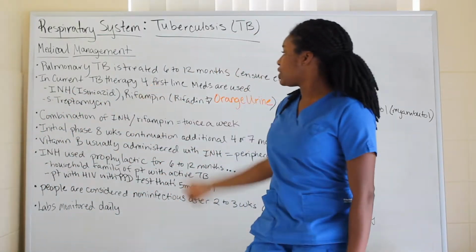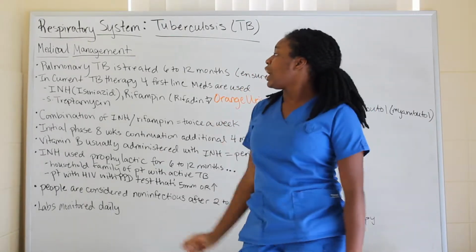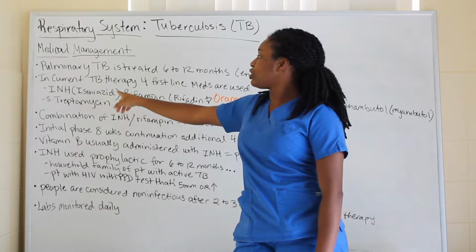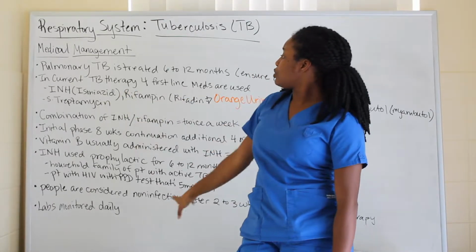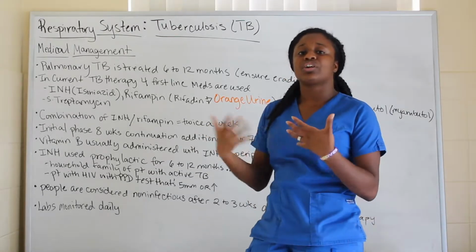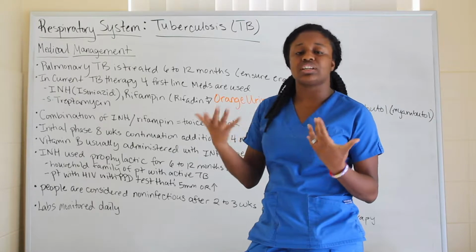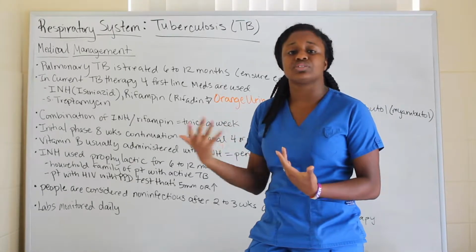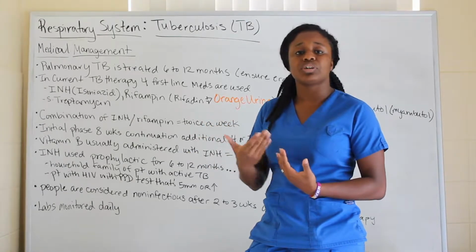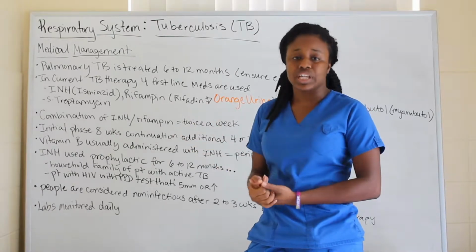Also, in current TB therapy, there are 4 first-line drugs that they like to use. And you have your INH, which is your isoniazid. You have rifampin, okay, which I put here, it turns the urine orange. That is one of the biggest questions that I love to ask about rifampin, is that it turns the urine orange. So you want to inform your patient about signs and symptoms or side effects of the medication.